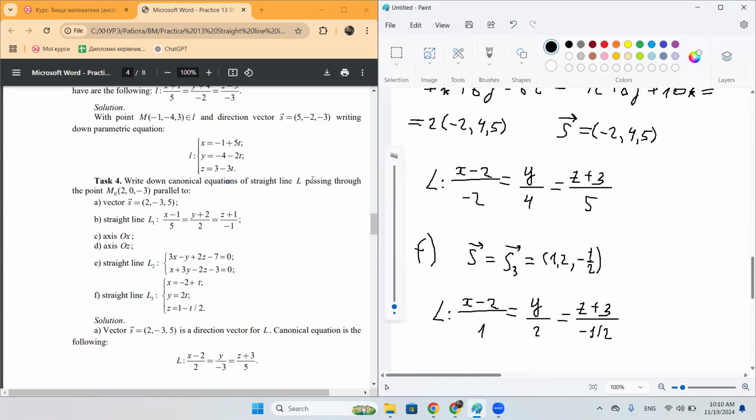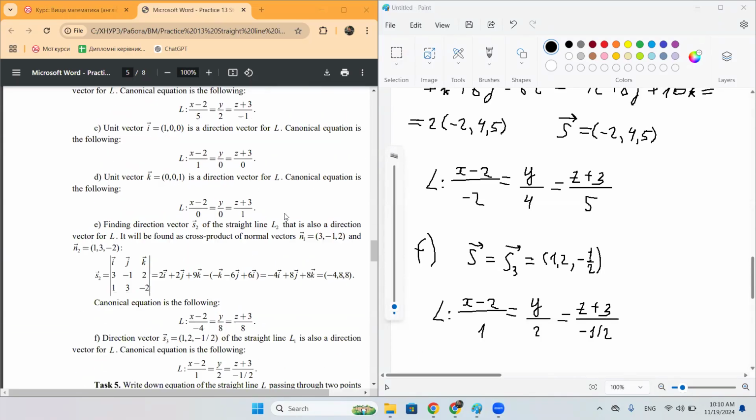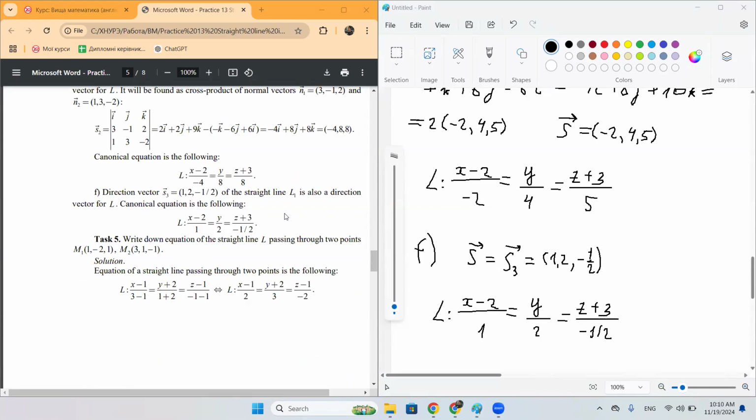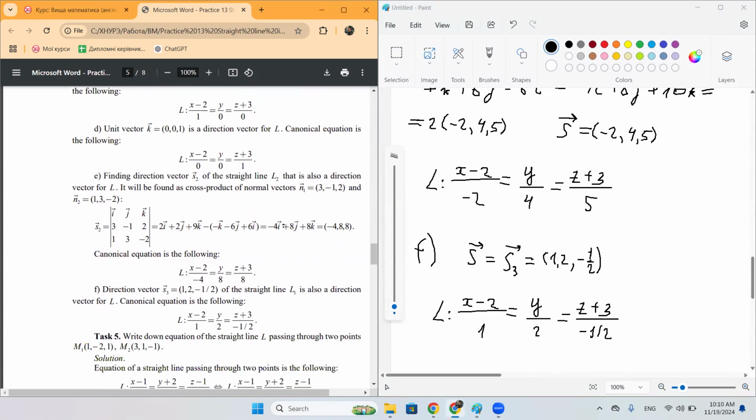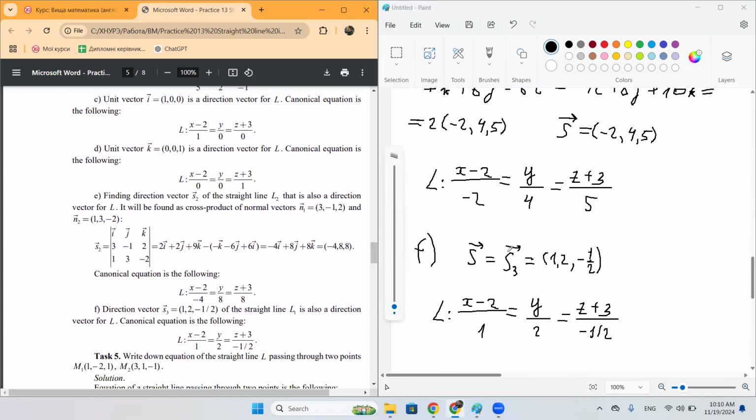Any questions about this task? Okay, it seems that no questions. So let's move next. It's quite easy. Short.